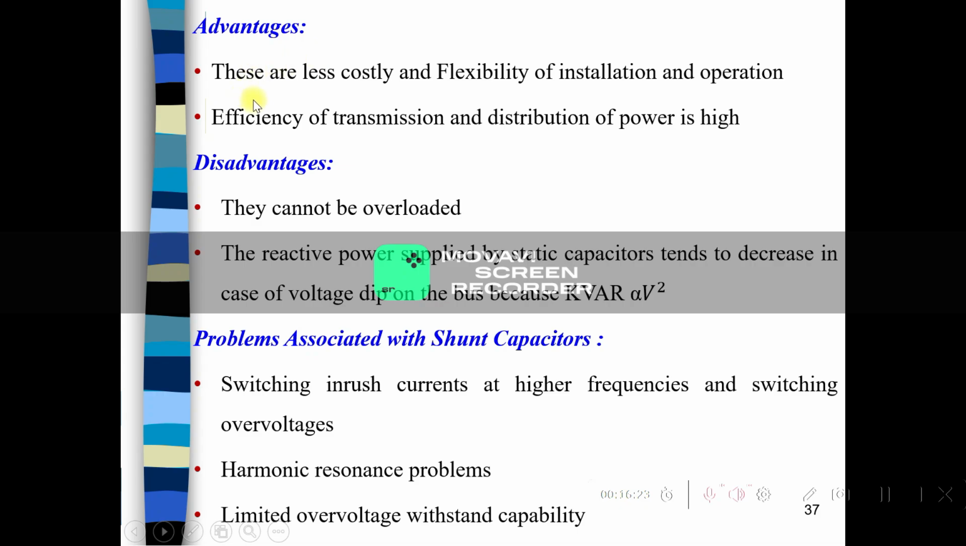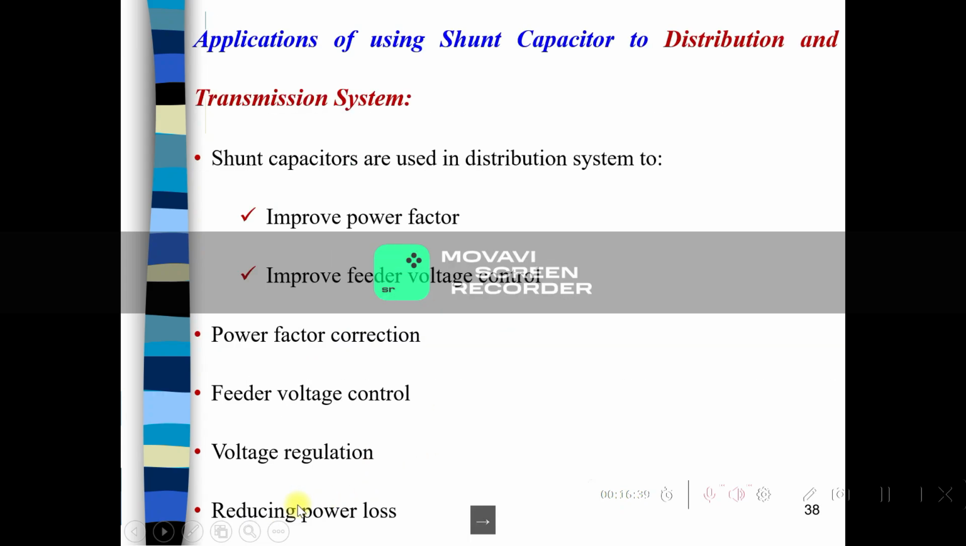Advantages: less cost and efficiency is increased. Disadvantages: they cannot be overloaded. Problems: switching inrush current, harmonics, resonance problem, limited overvoltage. Applications: to improve power factor, improve feeder voltage, power factor correction, feeder voltage, voltage regulation.